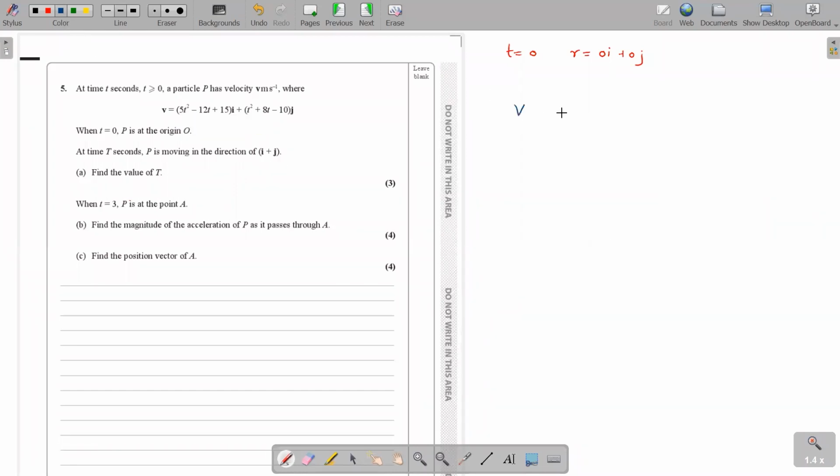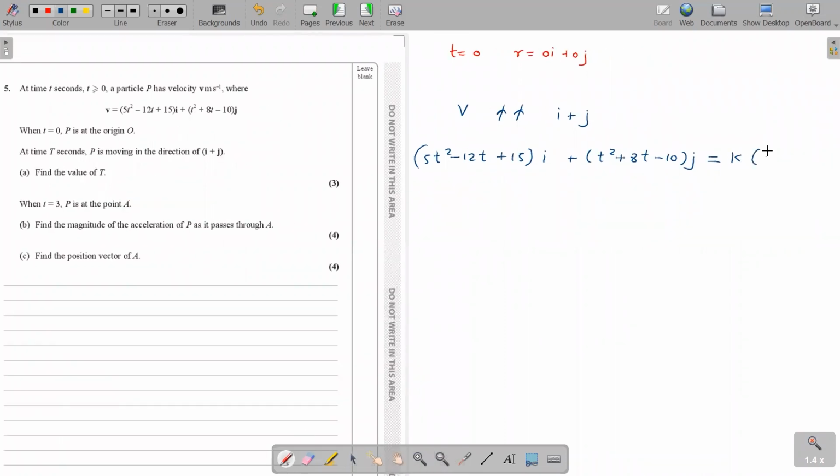So your velocity should be parallel, or your velocity is in the direction of i plus j. Okay, so this is what you need to consider: (5t square minus 12t plus 15)i plus (t square plus 8t minus 10)j. To remove the parallel, you can put a constant. So you put a constant k and you equate it to i plus j.